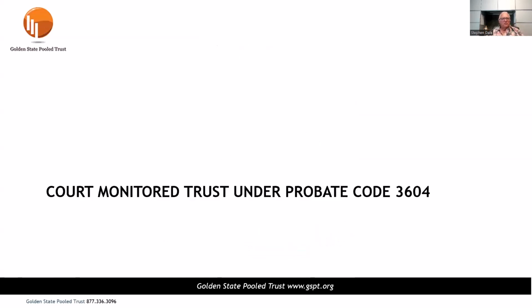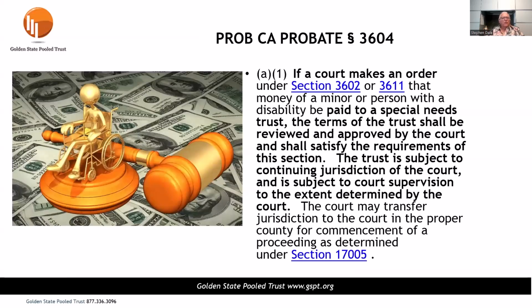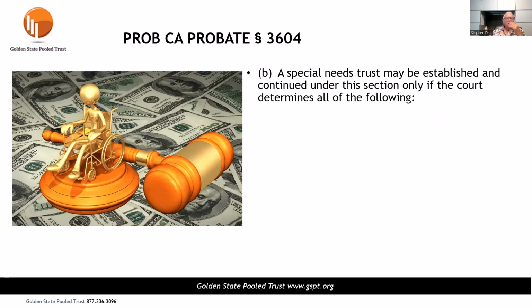So court monitored trust under probate code 3604. If a court makes an order here, once again, to do a special needs trust for a minor or a person with a disability, that is to be paid to a special needs trust, the terms of the trust shall be reviewed and approved by the court and shall satisfy the requirements of this section. The trust is subject to continuing court jurisdiction here and is subject to court supervision to the extent determined by the court. The court can transfer jurisdiction to the court in a proper county for commencement of proceedings as determined by the law. Okay, so a couple things.